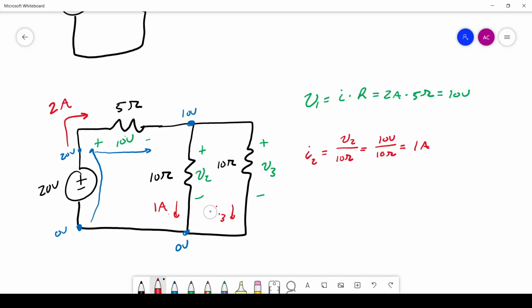We can repeat that calculation for I3. I'm not going to do it here. You can do it yourself if you want to verify it, but we also get 1 amp here. All right, so now we think we've solved this circuit. But let's sanity check our numbers real quick.